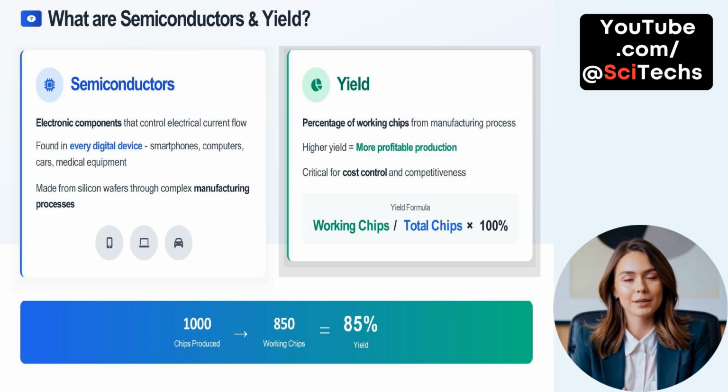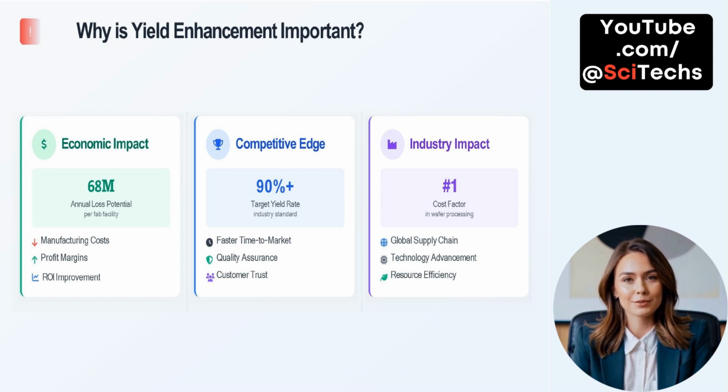Yield, in this context, refers to the percentage of functional chips obtained from the total produced during manufacturing. A higher yield means more chips are operating as intended, which translates to more profitable production. This is vital for cost control and maintaining competitiveness. For example, if 1,000 chips are produced and 850 are functional, the yield is 85%. The yield formula, working chips divided by total chips multiplied by 100, quantifies efficiency and helps track production quality over time.